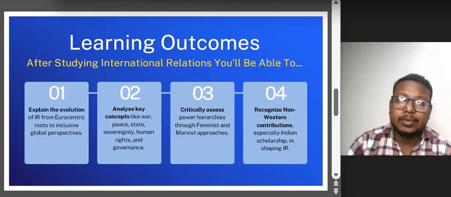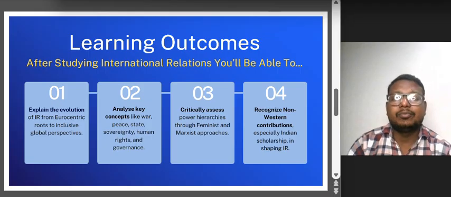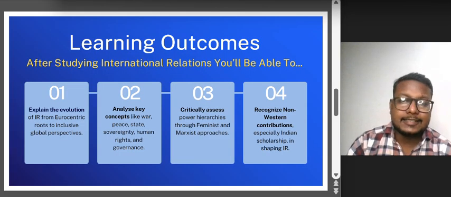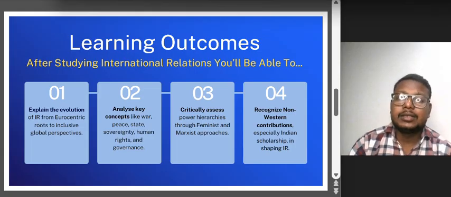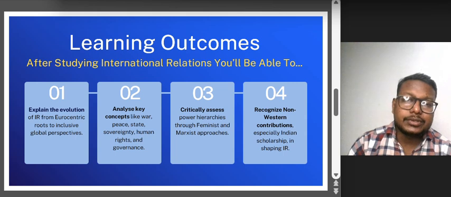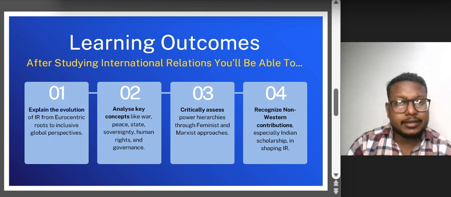You'll be able to develop a critical understanding of power hierarchies and inequalities through feminist and Marxist lenses. You'll be able to recognize the important concepts of non-Western approaches that help us rethink and reimagine international relations. And finally, we'll be able to build a basic understanding of India's role and contributions to the discipline of IR.